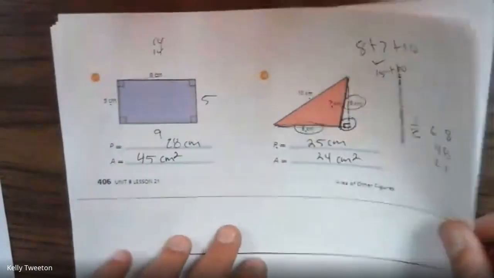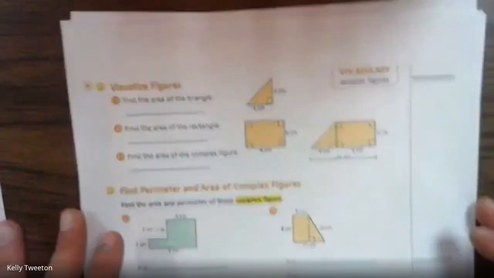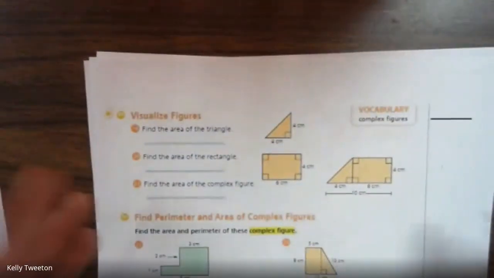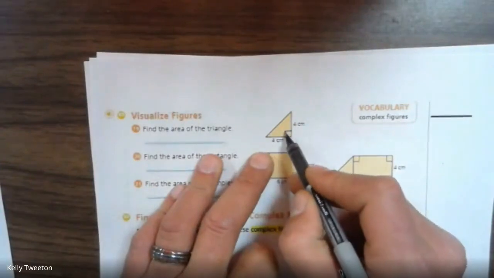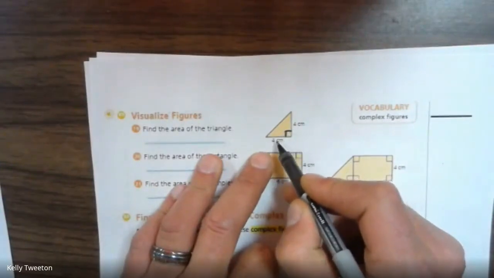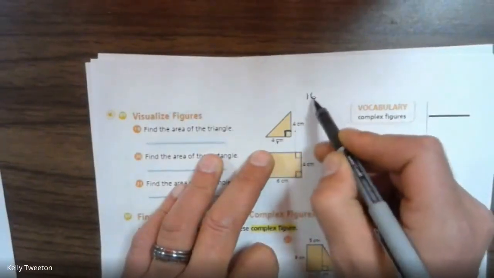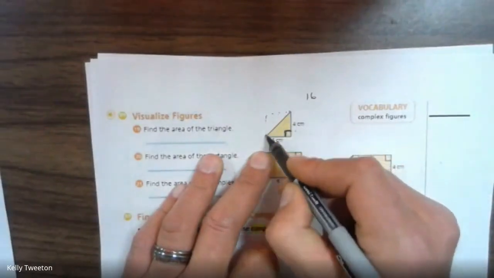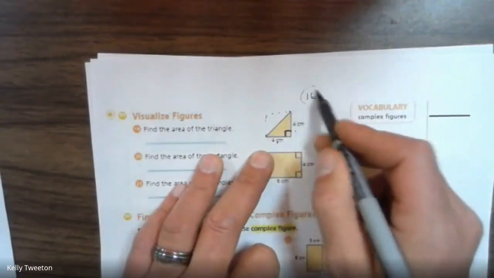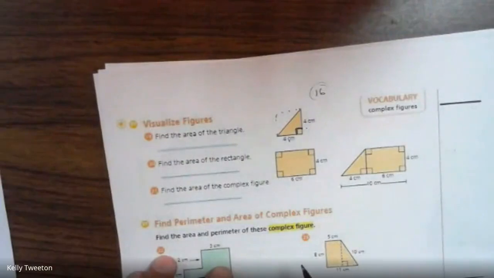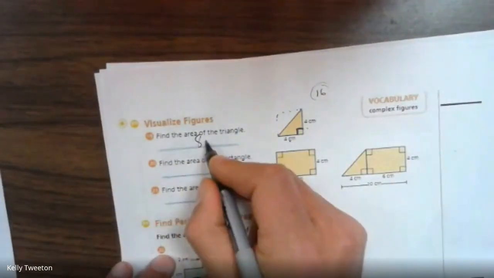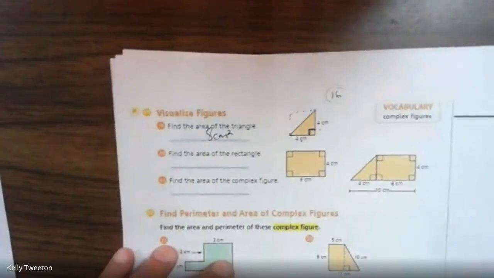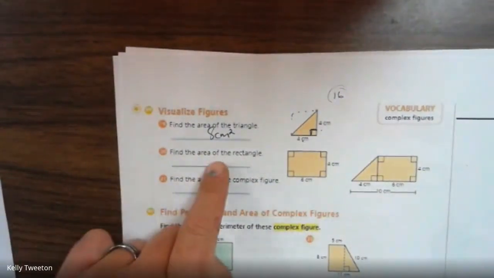Fantastic. Here we go. Kind of a lot of pages for me because I broke it down so much. Find the area of the triangle. Well, there it is. I have a base, I have a height. I know that because there it is. And 4 times 4 is 16, but it's not a square. It's a half a square. So it's not 16. It should be, yes, half of 16 is 8. 8 centimeters squared.